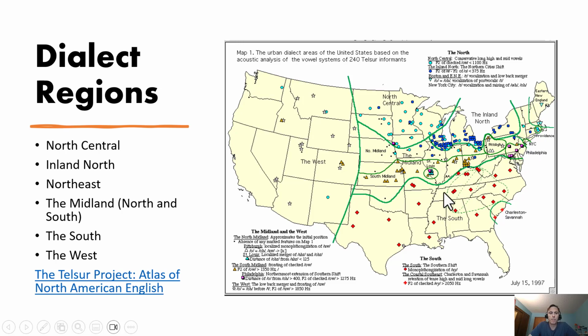And then there's the Midland, which is this whole area here, which has become, in a lot of ways, the basis of what we think of as standard American English, the non-accent accent. Here, of course, is the South, and here is the West. And on this map here, you can see a number of various small differences.